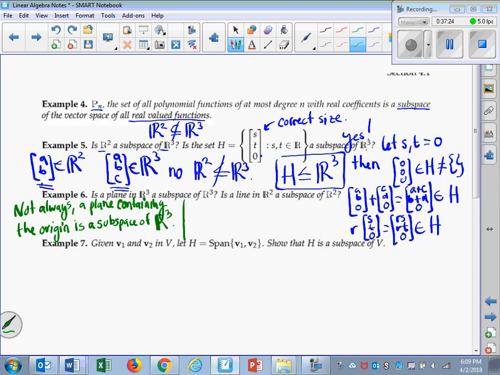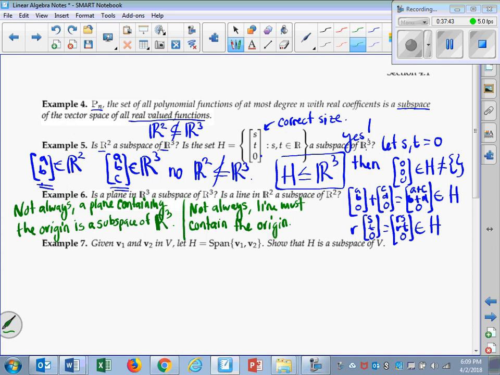So for R2, we'll say not always. So we'll give another reason here. A line must contain the origin.